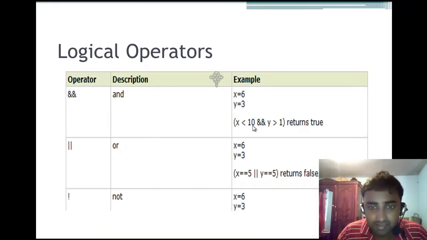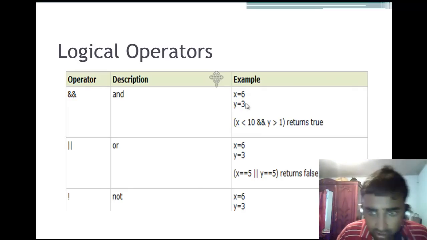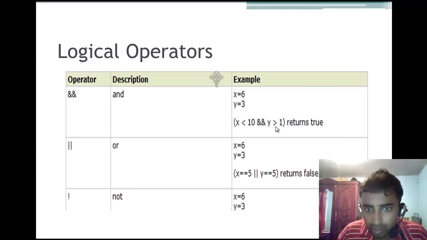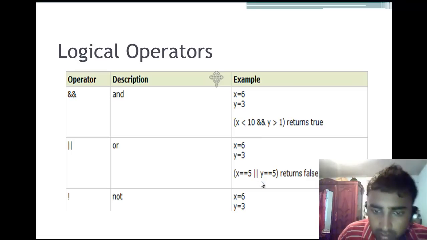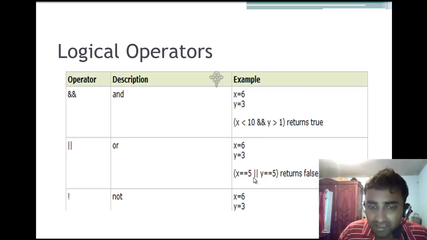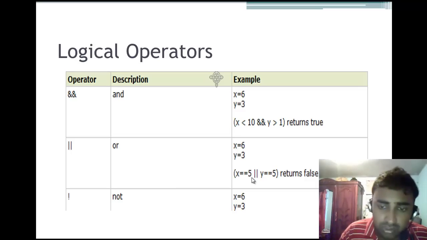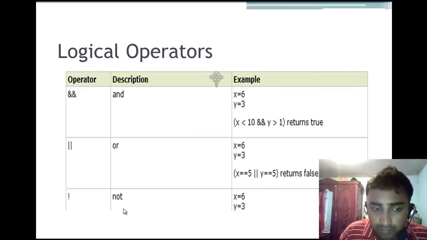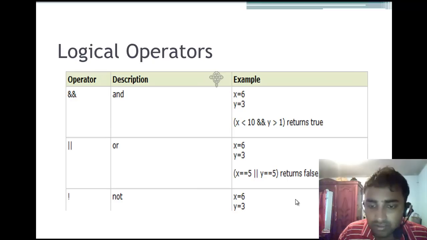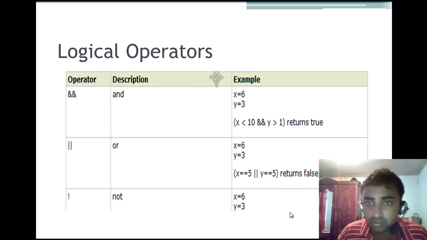So when you do x less than 10, x is 6, so 6 is less than 10, true. Y is greater than 1, yes. Y is greater than 1, it's much larger. It's going to return true here, true here. When you do and, I said whenever both of the conditions are true, it's going to be true. Here both of them are false because x equal to 5 is false, y equal to 5 is false. So when you do or, it's going to return false. The not operator, if I say x equal to 5, it returns false. So when I put a not with it, it's going to turn it into true.